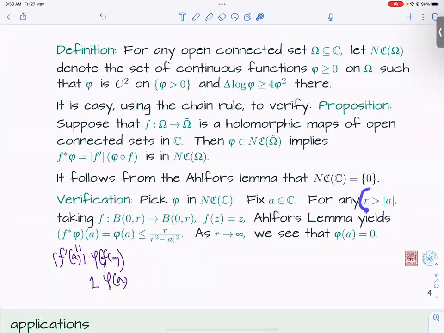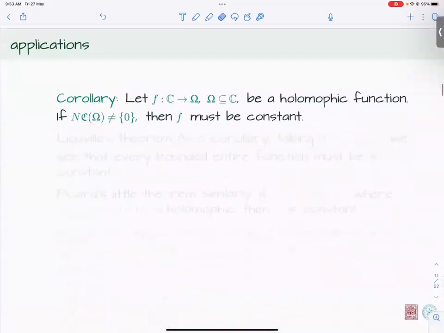R is any arbitrary positive number more than the absolute value of A. Let R go to infinity. Then when R goes to infinity, this quantity becomes zero. And because this is zero, P of A is zero. But A itself was arbitrary. Consequently, we see that there can be no metric of negative curvature on the entire complex plane.